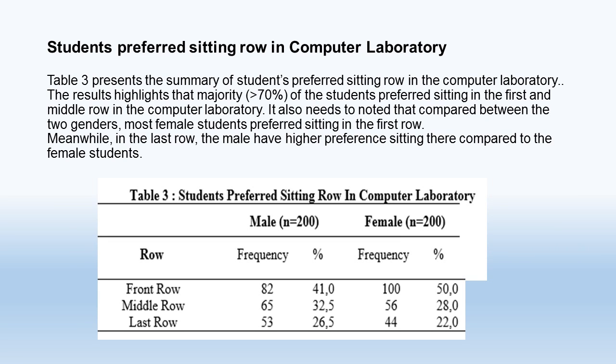Students' preferred sitting row in the computer laboratory. Table 3 presents the summary of students' preferred sitting row in the computer laboratory. The result highlights the majority, more than 70% of the students, prefer sitting in the first and middle row in the computer laboratory. It also needs to be noted that, comparing the two genders, most female students prefer sitting in the first row. Meanwhile, in the last row, the males have a higher preference for sitting there compared to the female students.